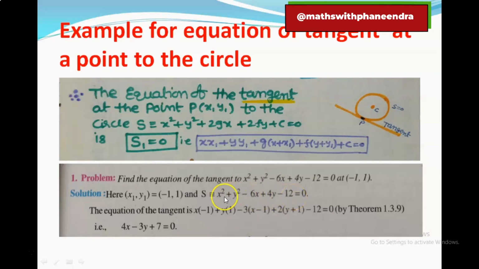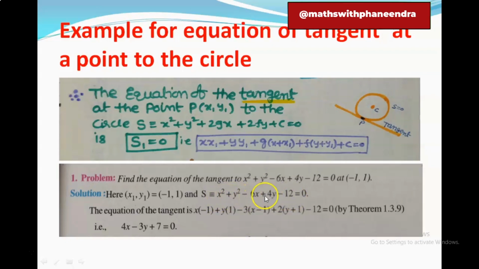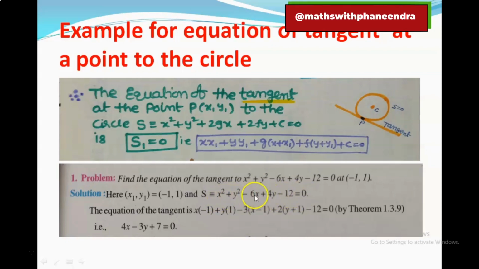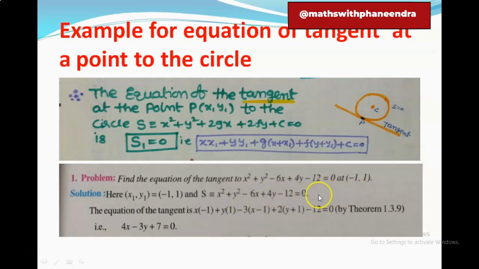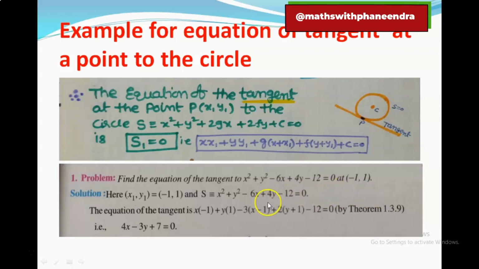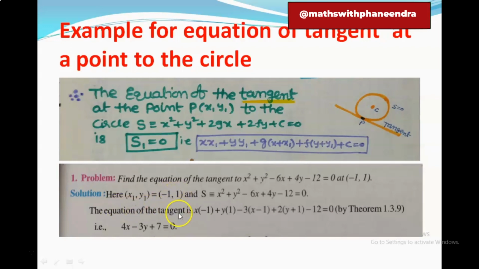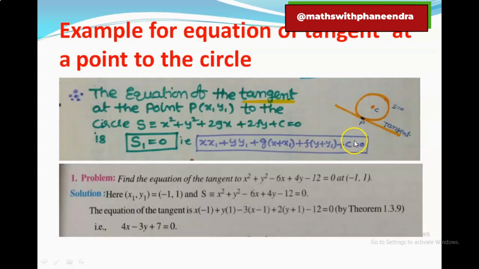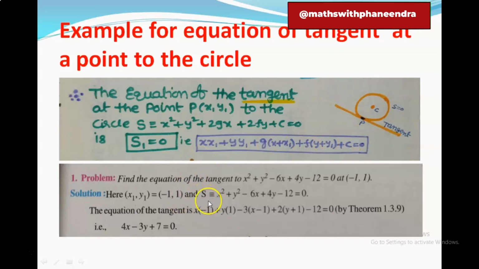This we have to compare with x square plus y square plus 2gx plus 2fy plus c equal to 0. 2g equal to minus 6, then g is equal to minus 3. 2f is equal to 4, f is equal to 2, c is equal to minus 12. After getting the g, f, c values and x1, y1 values, for the equation of tangent you have to write the formula. x x1 plus y y1 plus g into x plus x1 plus f into y plus y1 plus c equal to 0. In place of x1, y1, and g, f, c, substitute the values in this equation.